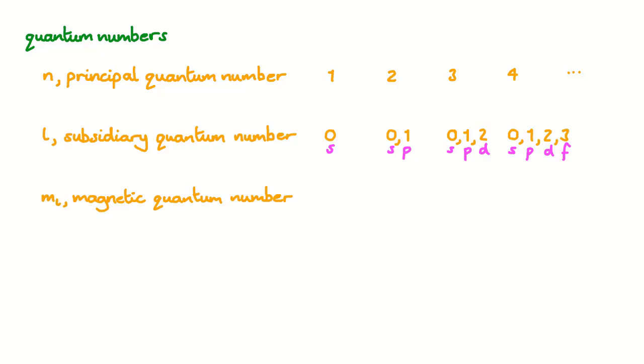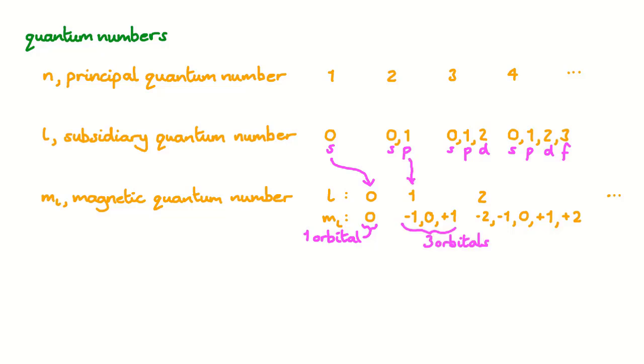The next quantum number is the magnetic quantum number, ml. The number of allowable values for the magnetic quantum number for a given value of the subsidiary quantum number indicates the number of orbitals per subshell. 1 orbital for an S-type subshell, 3 orbitals for a P-type subshell, and 5 orbitals for a D-type subshell. And the pattern continues with F-type subshells having 7 orbitals.